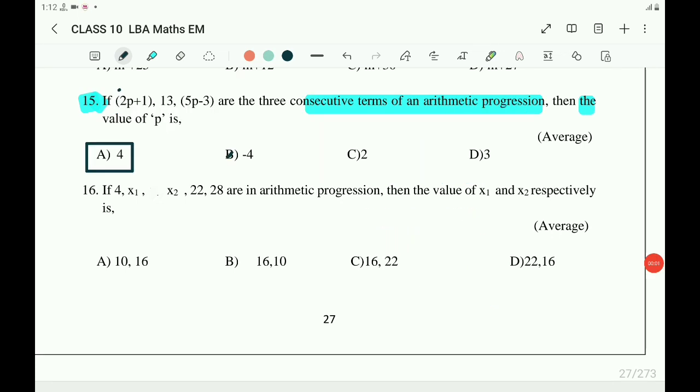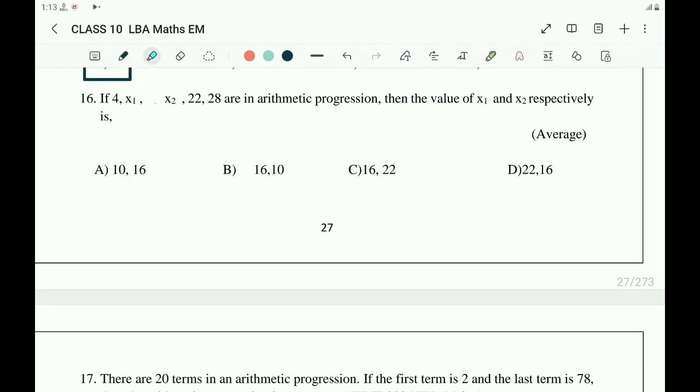If you substitute the value p equals 4, that is 2p means 2 fours are 8. 8 plus 1, 9. The second term is 13. And the third term, 5 fours are 20 minus 3, which is equal to 17. So 13 is the average of these two. 17 plus 9 is 26. 26 by 2 is 13.